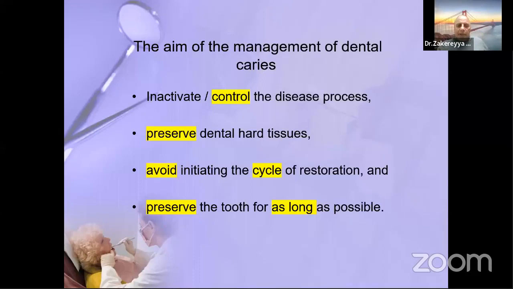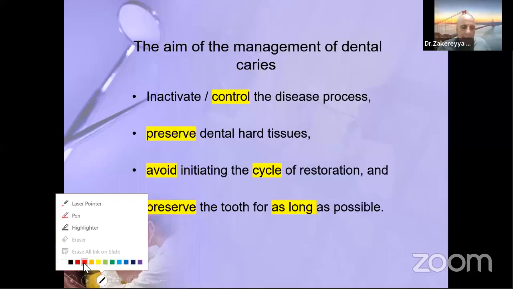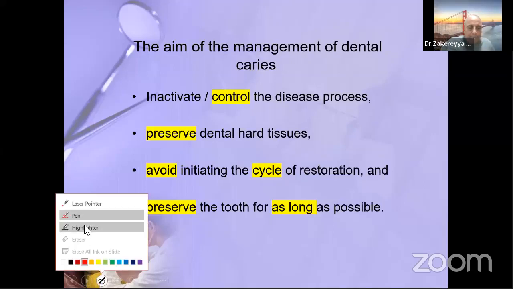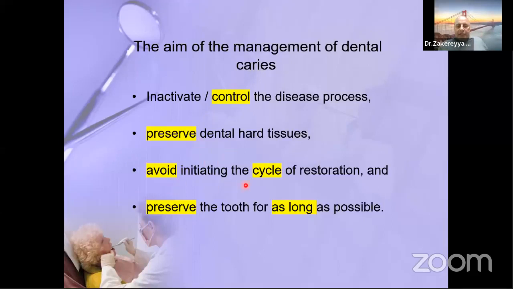So now talking about caries will lead us to the aim of the management of dental caries. How do I then manage dental caries? All right. The aim of the management of dental caries is to inactivate or control the disease, preserve dental hard tissues, avoid initiating the cycle of restoration, and preserve the tooth for as long as possible. What do I want? I want to inactivate it first, control it, and then preserve dental hard tissues, and then avoid initiating the cycle of restoration, okay? And then preserve the tooth for as long as possible.